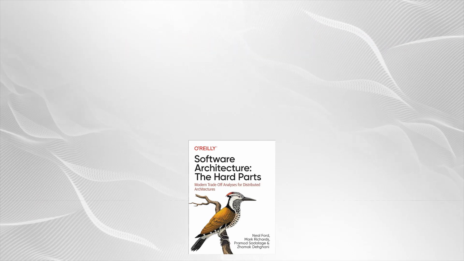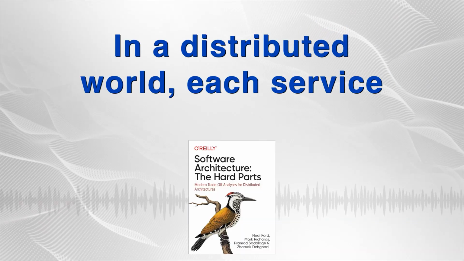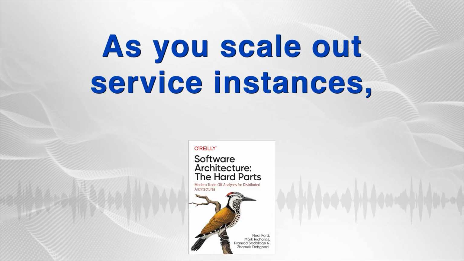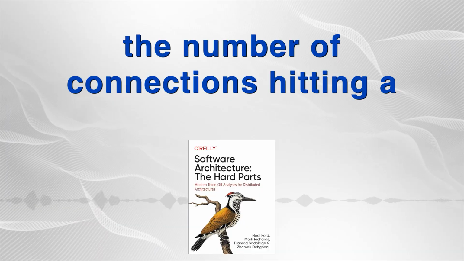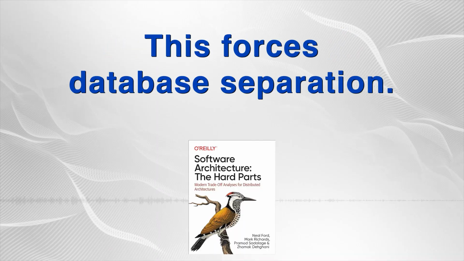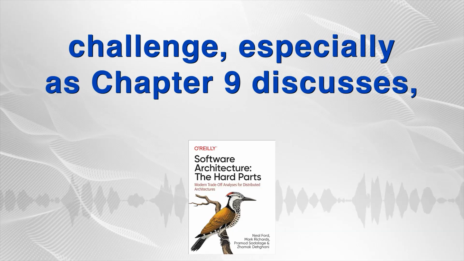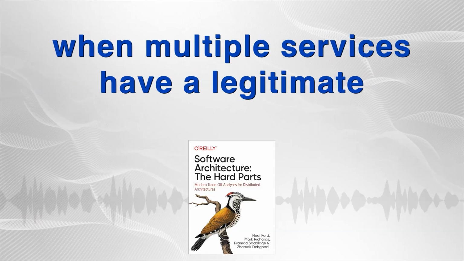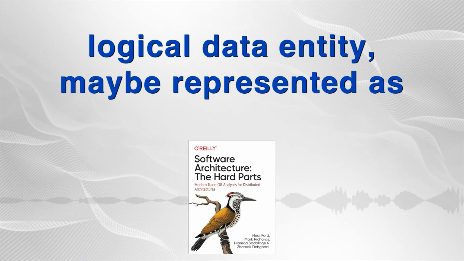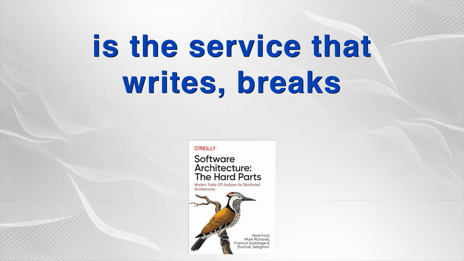It does. The second driver is connection saturation. In a distributed world, each service instance typically manages its own pool of database connections. As you scale out service instances, the number of connections hitting a single shared database can explode, quickly overwhelming it. This forces database separation. Data ownership then becomes a key challenge, especially as Chapter 9 discusses, when multiple services have a legitimate need to write to the same logical data entity, maybe represented as a table. The simple rule of the owner is the service that writes breaks down here.